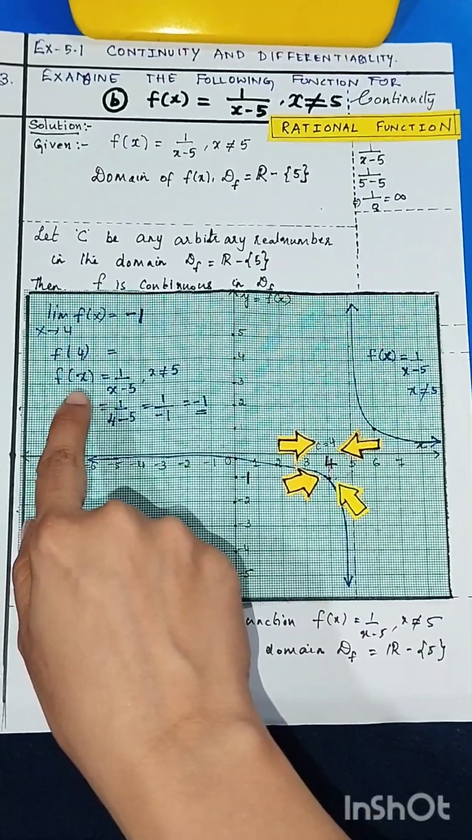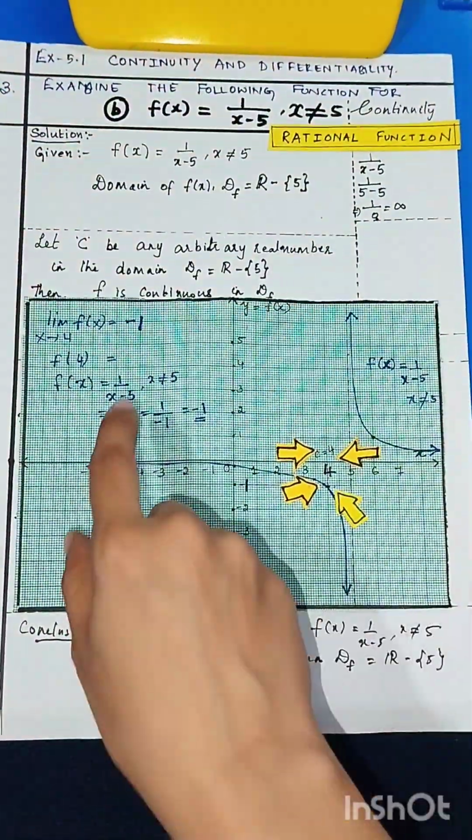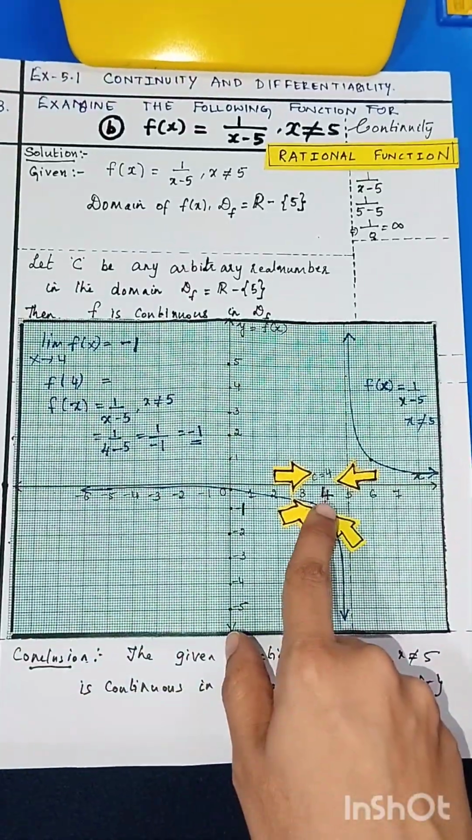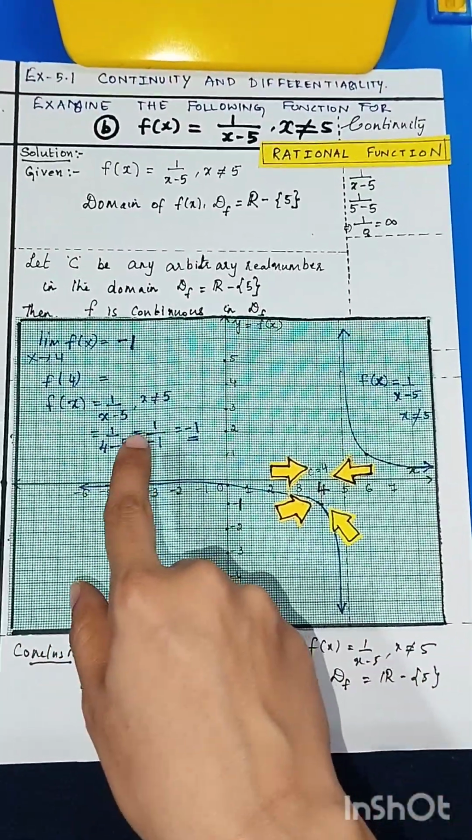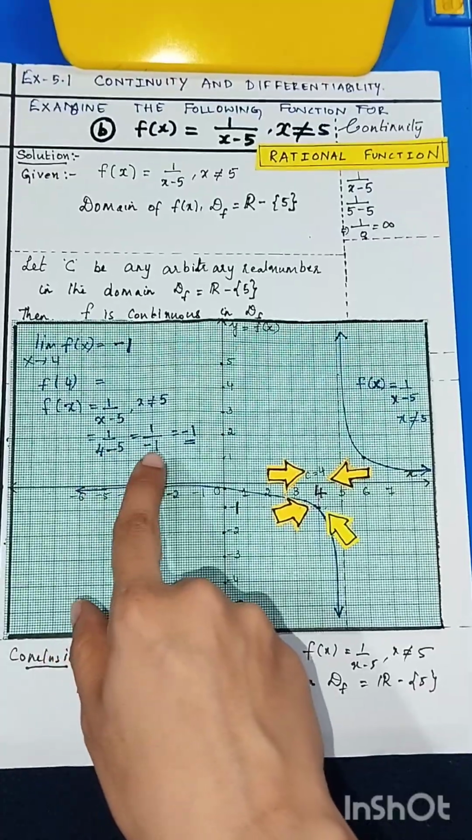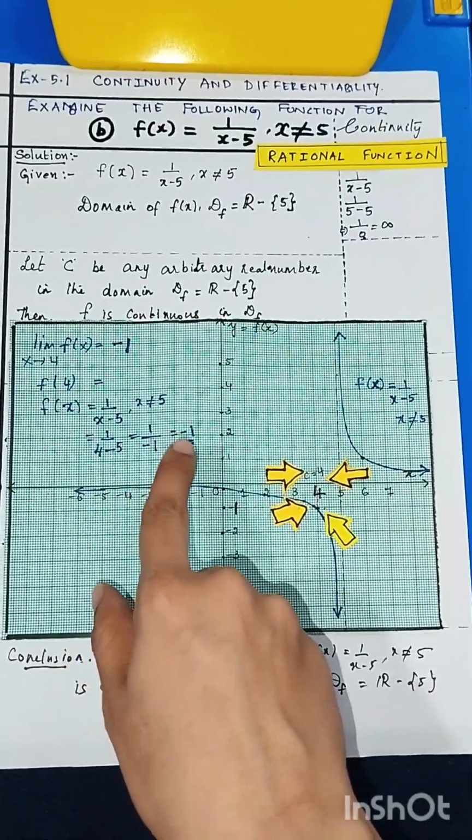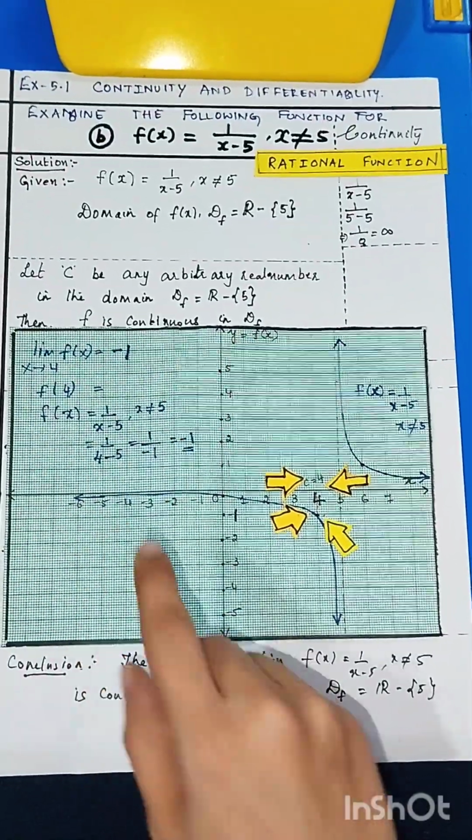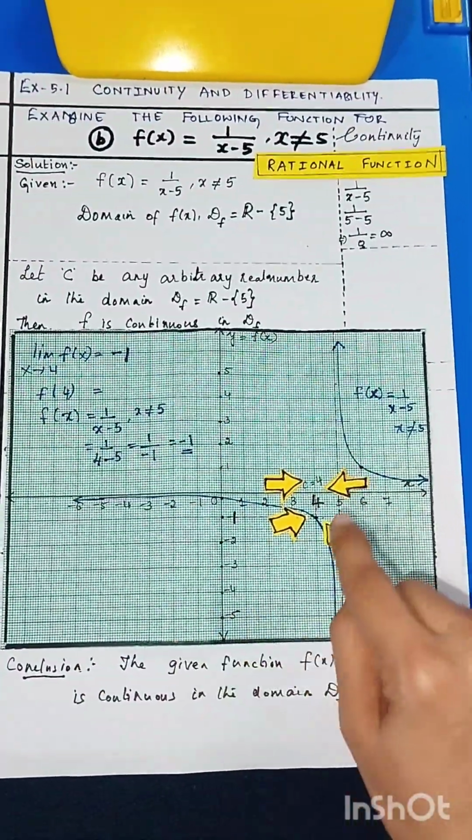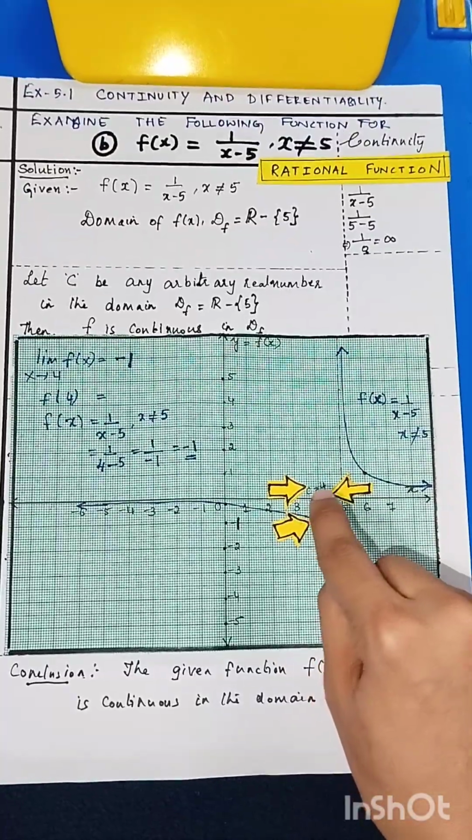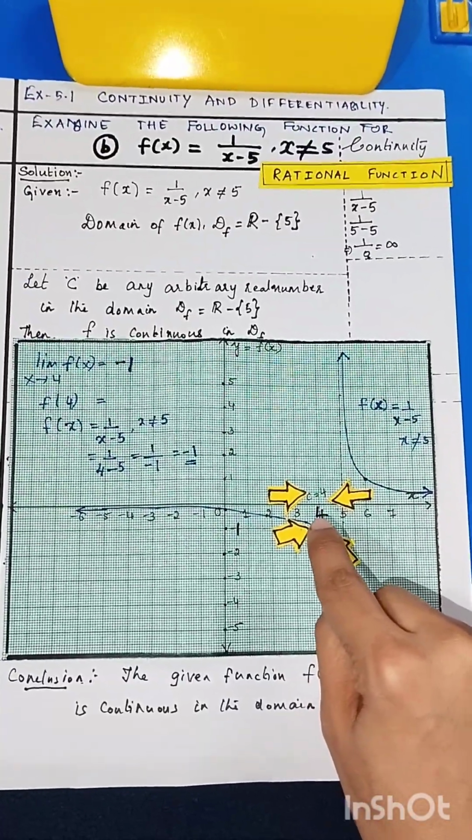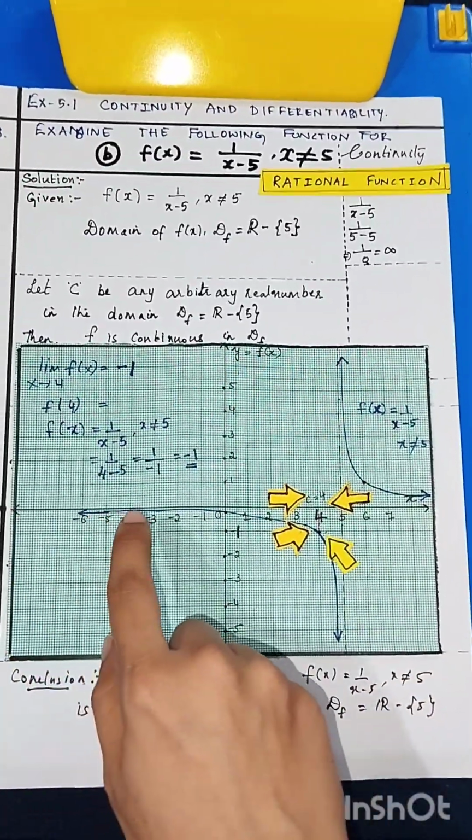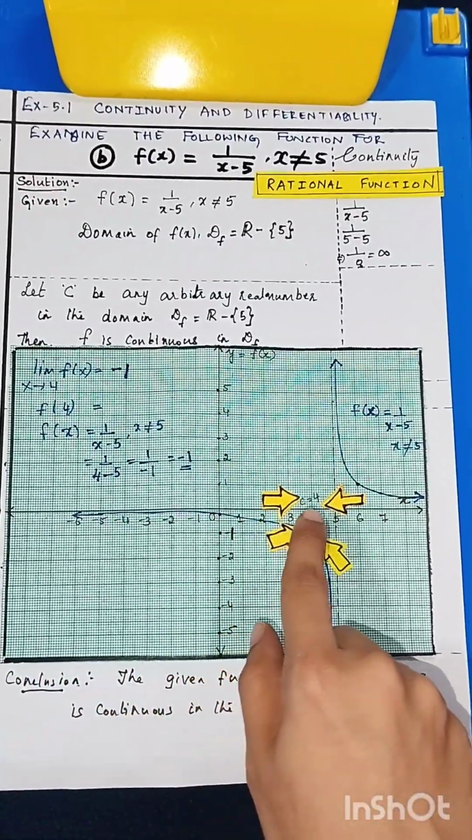To get the f of c value, that is the functional value, 1 by x minus 5, in the place of x we have taken the input 4. So 1 divided by 4 minus 5 is 1 by -1, which is -1. So here left side is equal to right hand side. Therefore we say that this function is continuous at this point. We have selected c is equal to 4 and we have proved that at this point it is continuous, and it's the same case for any real number c that you select, except 5.